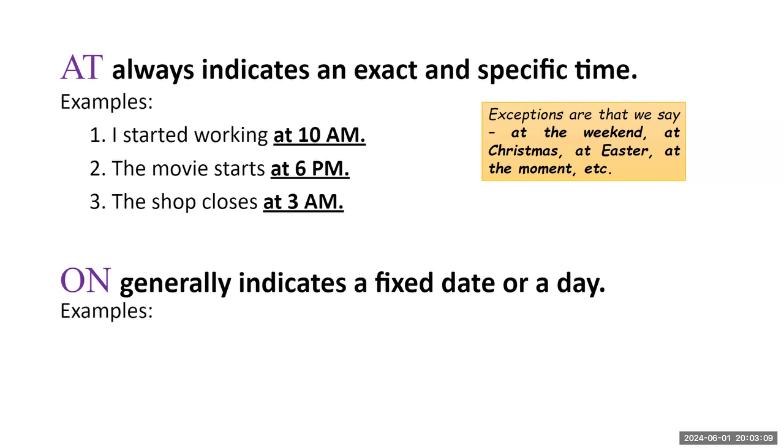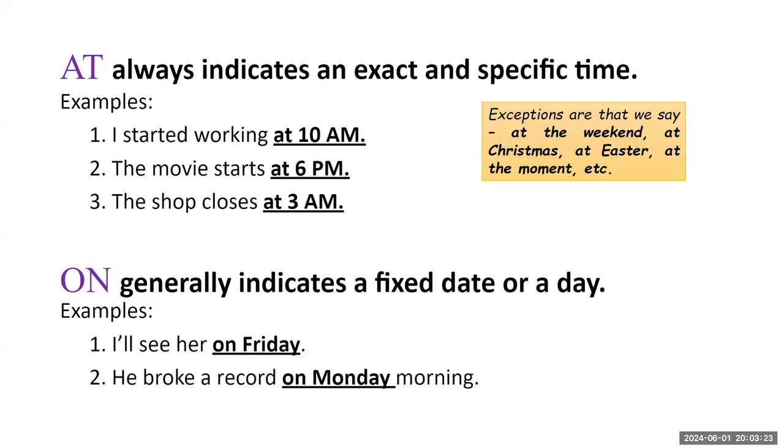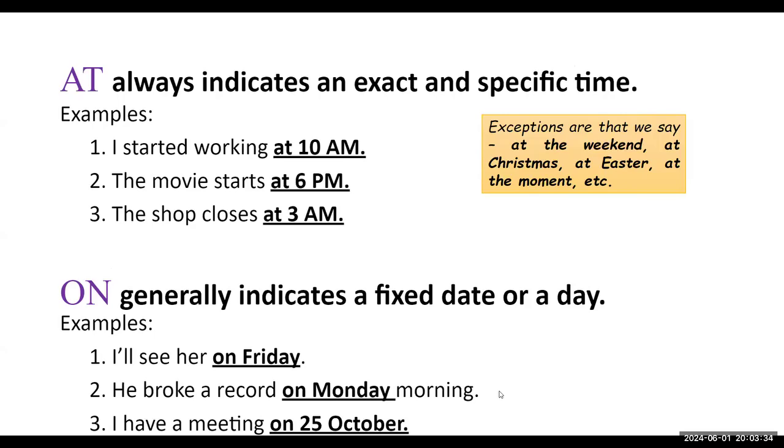Examples: I'll see her on Friday. No, we cannot say I'll see her at Friday. We say I'll see her on Friday. He broke a record on Monday morning. And I have a meeting on 25th of October. So that's at and on.